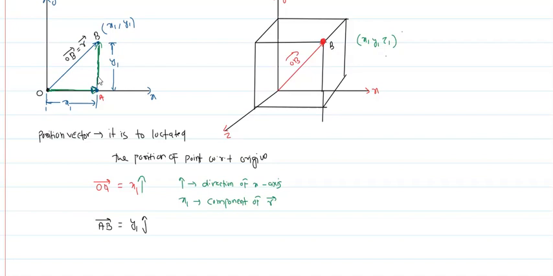Because the head of this vector meets with the tail of this vector, this vector plus this vector equals this vector. So I can write that the OB vector is equal to the OA vector plus the AB vector. And the OB vector is the r vector, which is equal to x1 i cap plus y1 j cap.